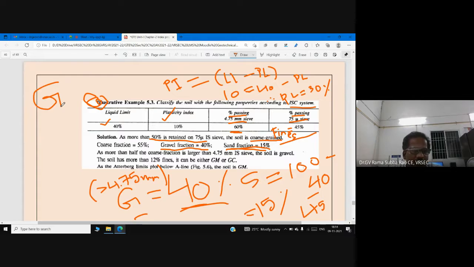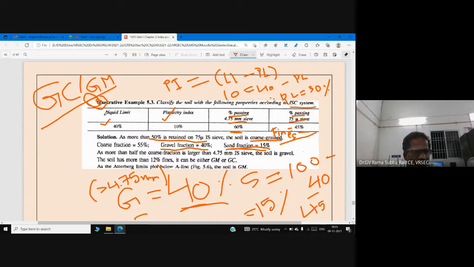Now the computation starts. No doubt the fines here are greater than 12%. Now it's a gravel, and no doubt it is a dirty gravel. Now the question is, it may be GC or GM. So how do we identify whether it is clayey gravel or silty gravel?